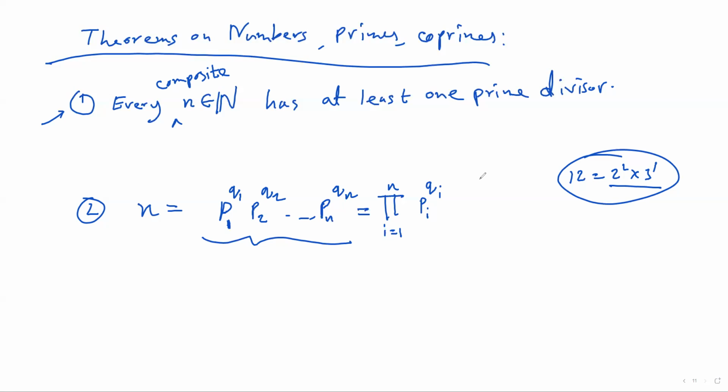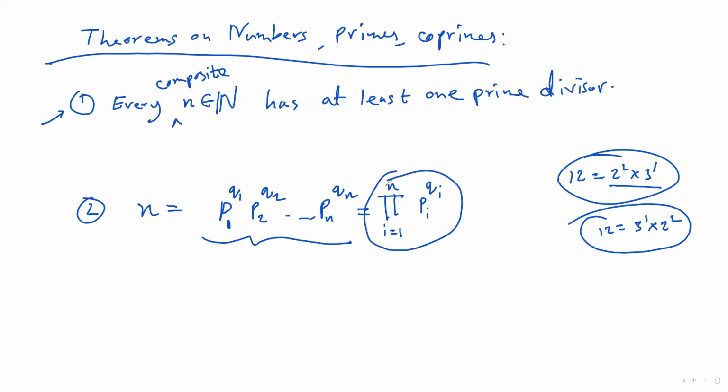And this expression is unique only if you do not consider the arrangements differently. If you just write 3 to the power 1 times 2 squared, this is also 12. And if you say that, no, I do not believe that this representation is unique, then you are going to sound funny, right? Because this is just rearrangement. So up to rearrangement, this expression is going to be unique. It's not possible to express the same composite number in different prime factorizations like this.